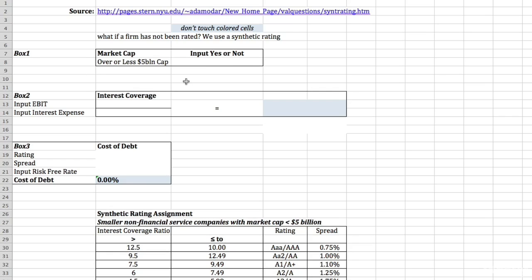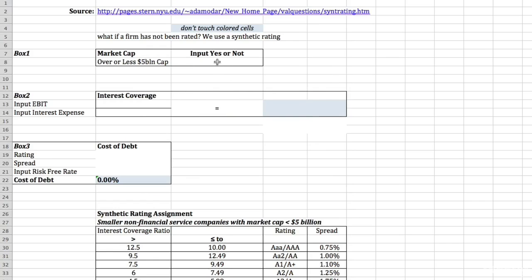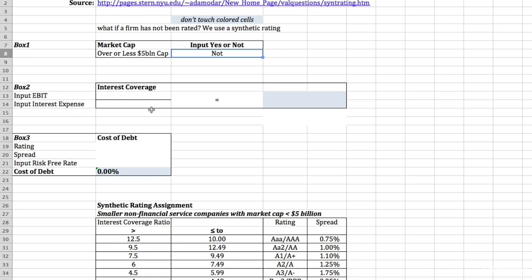In the first box here, we want to assess whether the company is over or less than 5 billion of capitalization. And if we look at the information that we have here, we know that the company is 4 billion in market cap. Therefore, we input "not" here because the company is less than 5 billion, just to know that the company is less than 5 billion.